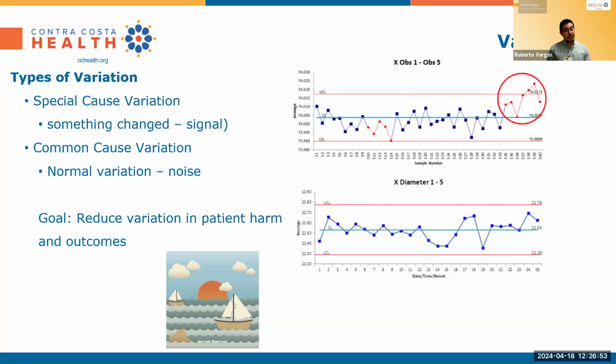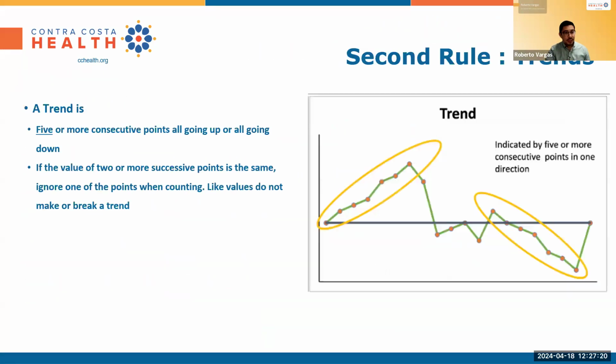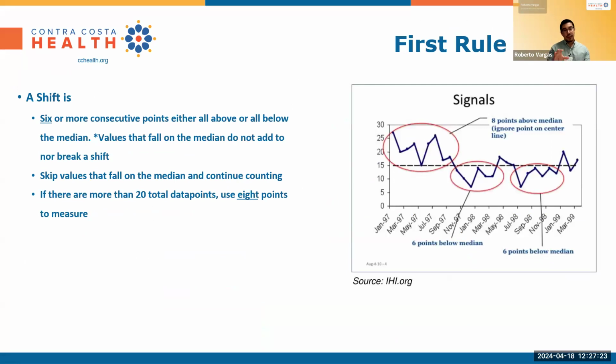So with variation, again, common cause versus special cause, overall our goal is to reduce variation, whether it's in patient harm or any outcomes that we're trying to achieve. We really want to have built-in expectations of what we should see over time. Okay, so I'm going to go back real quick again. So now that we know about variation, I can now speak to these different rules.